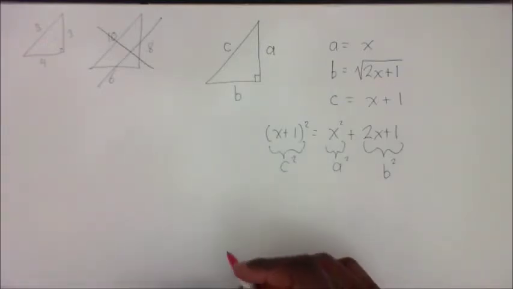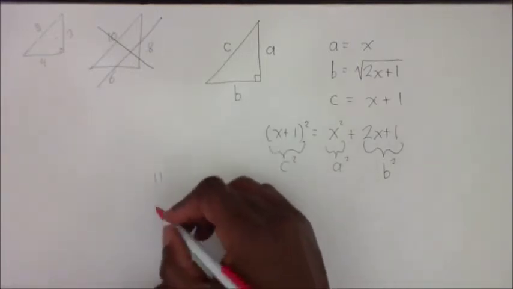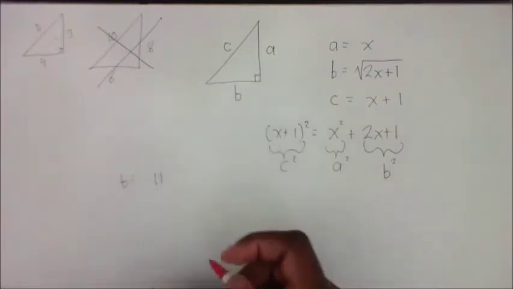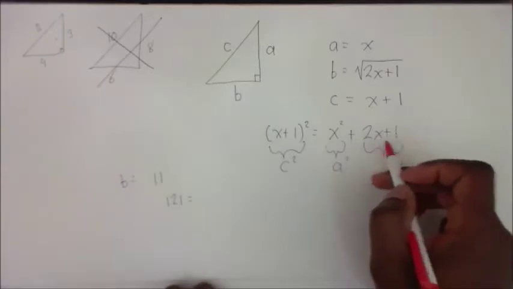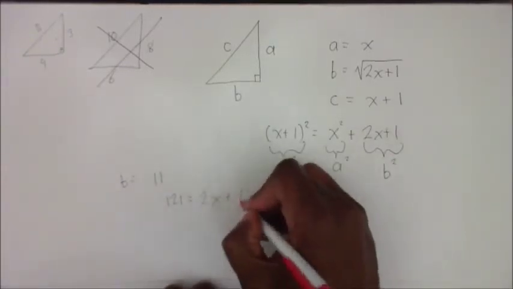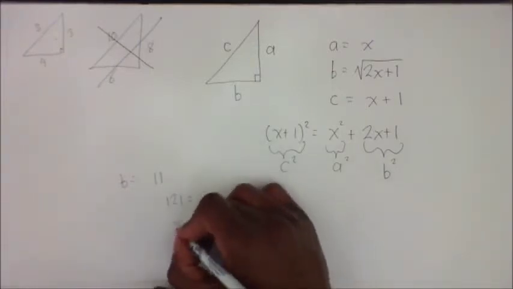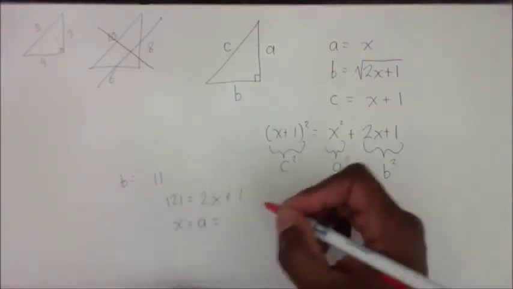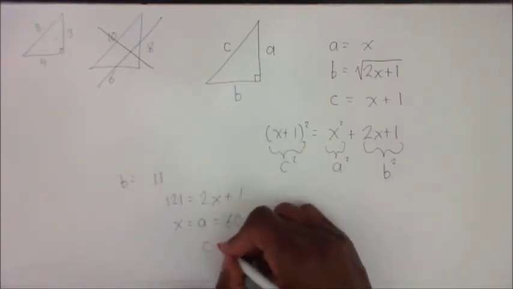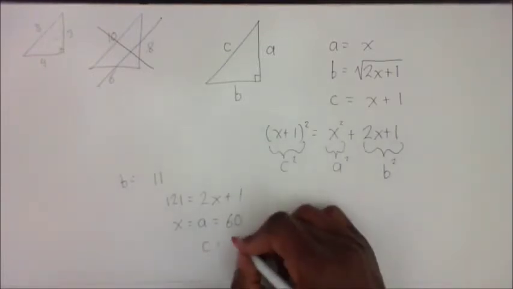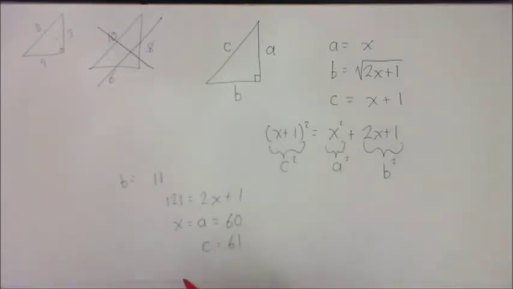Here's an example. Let's say B is equal to 11. I square that and get 121, which is equal to 2x plus 1. Now I subtract 1 and divide by 2. We know x, which is equal to A, is now 60. And C is just 1 plus that, so 61. So we know that 11, 60, 61 is a right triangle.